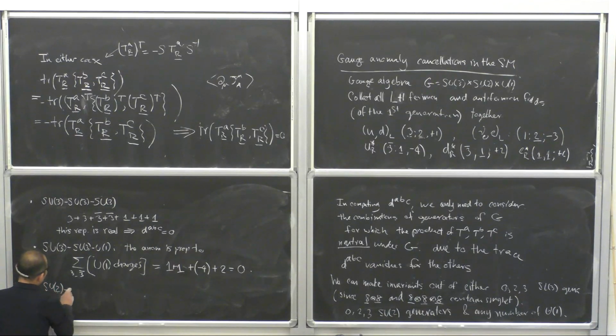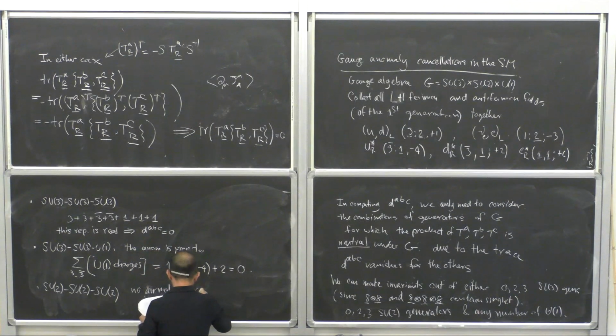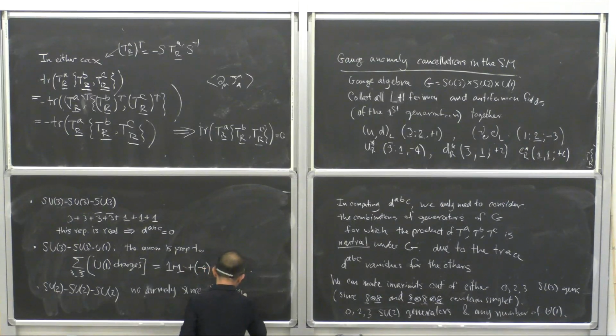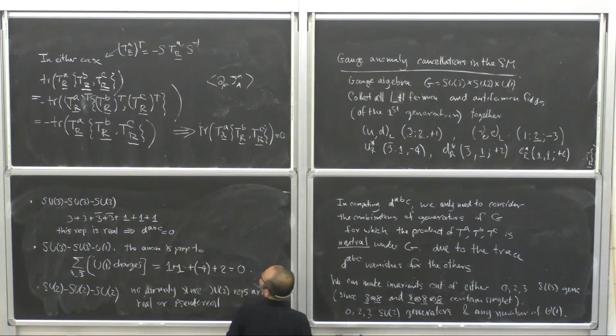What is this one? Can anyone tell me why I don't even need to compute this? Please, why? SU2 representation is pseudo-real. Forget about it. Yes, so no anomaly, since SU2 representations are real or pseudo-real.